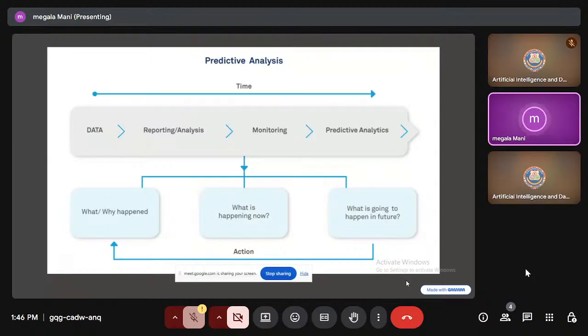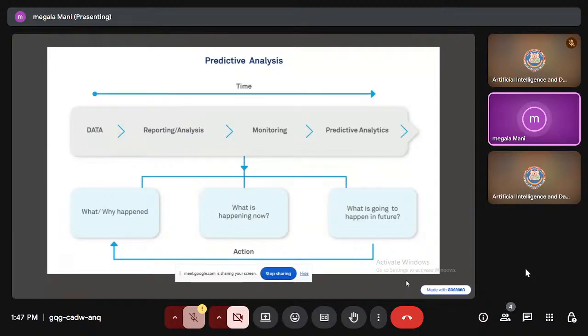We are predicting something. How to predict? Based on historical and current data. Whatever information we are predicting, we mainly focus on history and current data to project the future. So predictive analysis mainly focuses on why it happened, then what is happening now, then we find what will happen in future. This is the flow we focus on in predictive analysis.